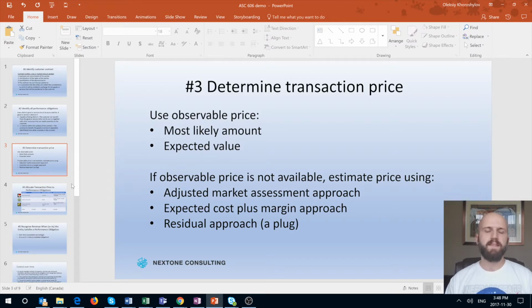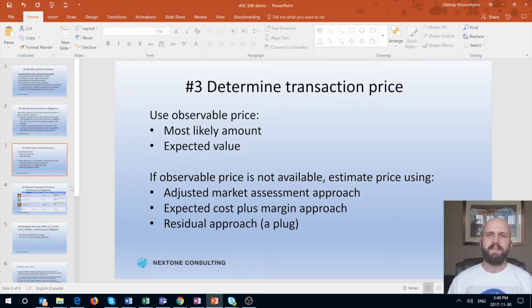The standalone price can be defined by an observable price. For example, we can use a most likely amount or expected value. If an observable price is not available, we can estimate the standalone price using either the adjusted market assessment approach, the expected cost plus margin approach, or the residual approach, whichever is applicable.